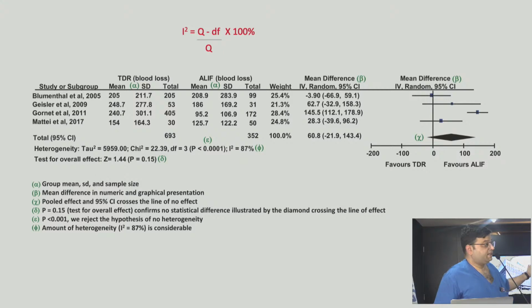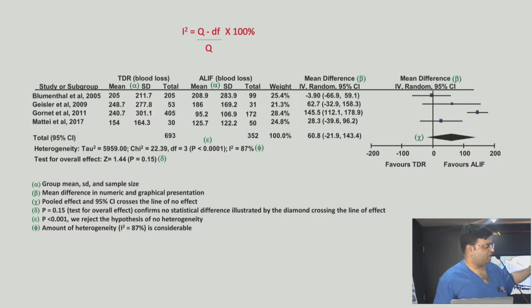So heterogeneity has to be addressed. The number of studies that have been included has to be taken into account. And if he has done an analysis where the number of studies is so small, then you can always question that you cannot be assured with such a small number of studies, and probably you should wait till more studies are there.